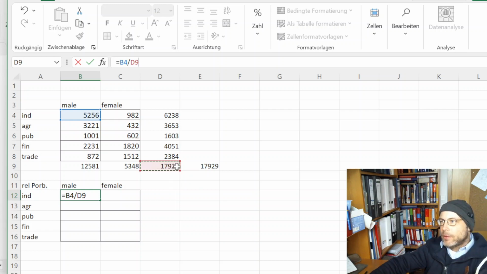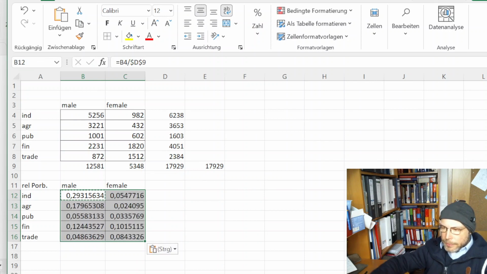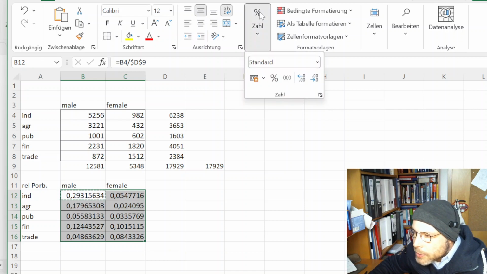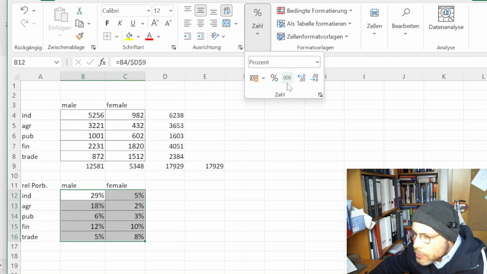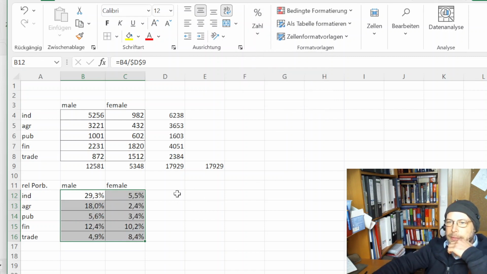In order that we are able to copy it, we have to put in our dollar signs. And then we can go down here and we switch to percent, and it should be with one digit. I think this is enough. So these are all the descriptive relative probabilities.